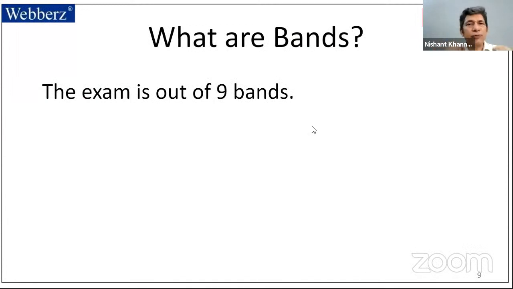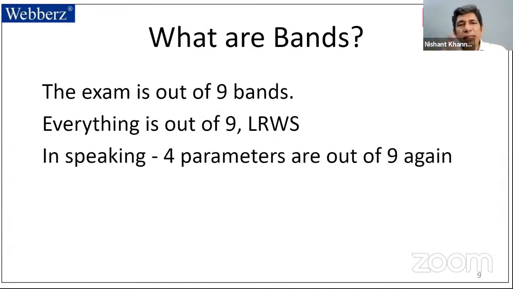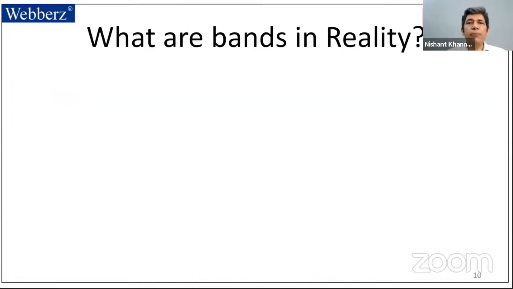The exam is out of 9 bands. Everything is out of 9. Listening, reading, writing, speaking, everything. Now, if you talk about speaking, all the 4 parameters, which I'm going to discuss in due course of this time, are out of 9 bands again. So, what are bands in reality?